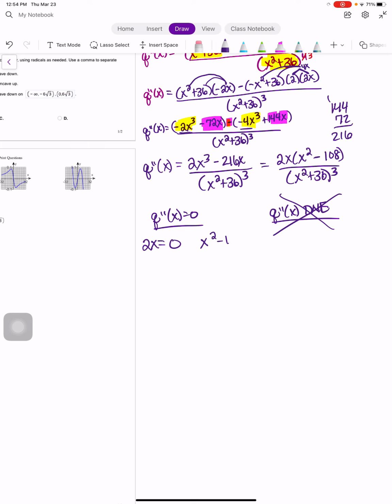If I do that, I get 2x is equal to 0 and x squared minus 108 is equal to 0. Here, if I divide both sides by 2, that leaves me with x is equal to 0. And here, if I bring that 108 to the other side, that leaves me with x squared is equal to 108. I can take the square root of both sides of this equation, and that leaves me with x is equal to the square root of 108. Now, I can't leave that as the square root of 108. I need to simplify that radical.